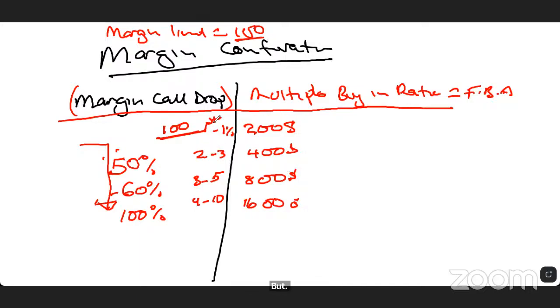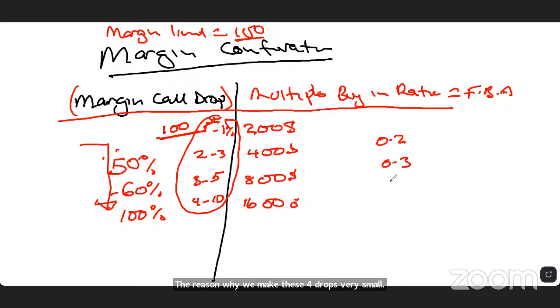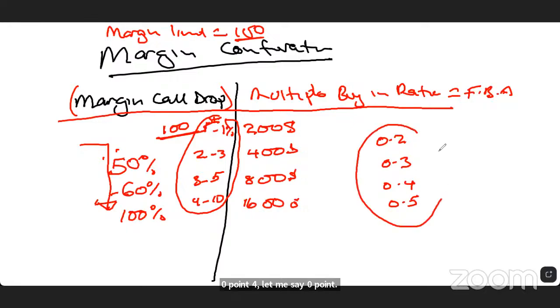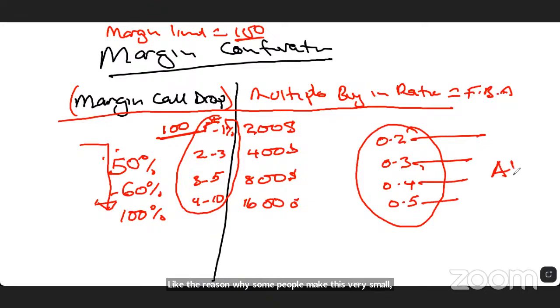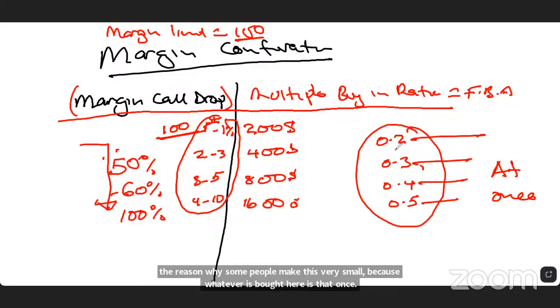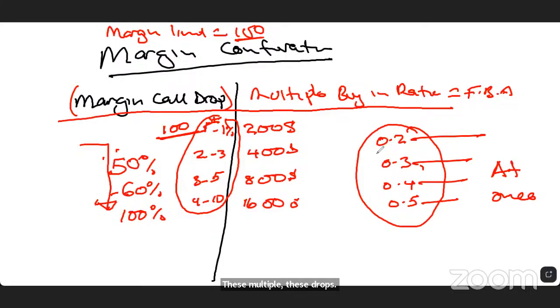The reason why we make these first 4 drops very small, sometimes you see we say 0.2, 0.3, 0.4, let me say 0.5, is because whatever is bought here is sold at once. If you have understood this, give me a 1 in the chat. So you want your robot to buy these ones very fast, because whatever is bought here is sold at once.